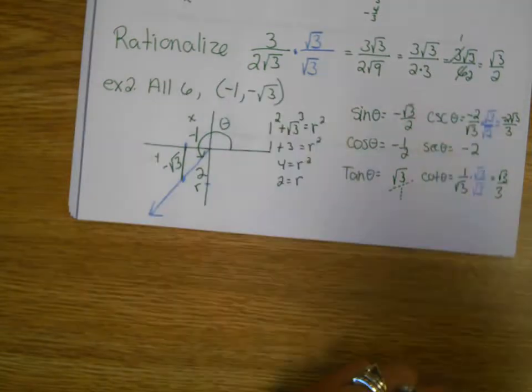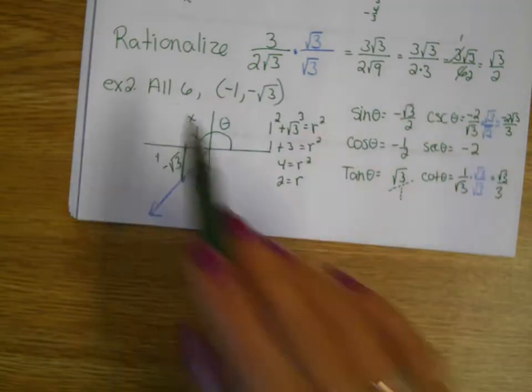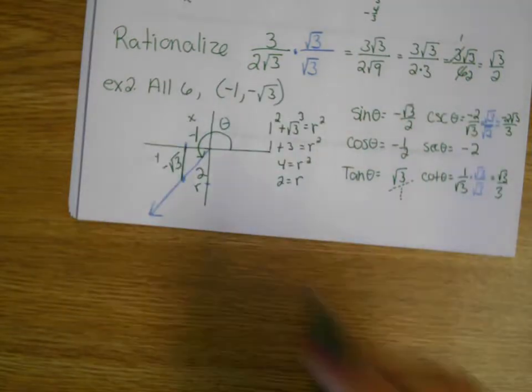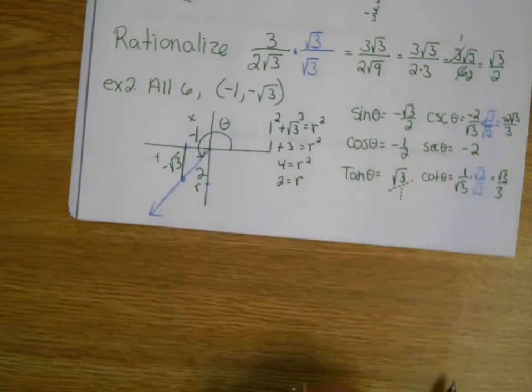So your whole assignment is going to be giving all 6 trig values, so the whole point is to find the ordered pair, make your triangle. Well, the next one I'm not going to give you the point.